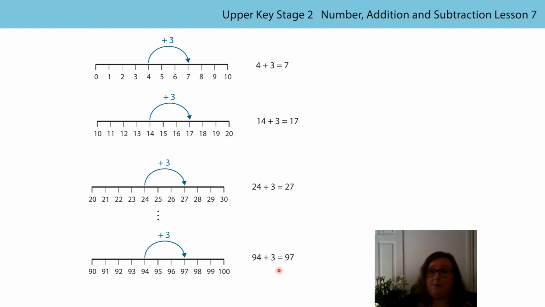Well, each time you should have been adding 3, as you can see on the number line, but you will have noticed that as one addend increases, so from 4 to 14 or 24 or 94 or all the numbers in between that you were looking at, the sum increases by the same amount. So from 4 add 3 is equal to 7, we go to 94 add 3 is equal to 97.